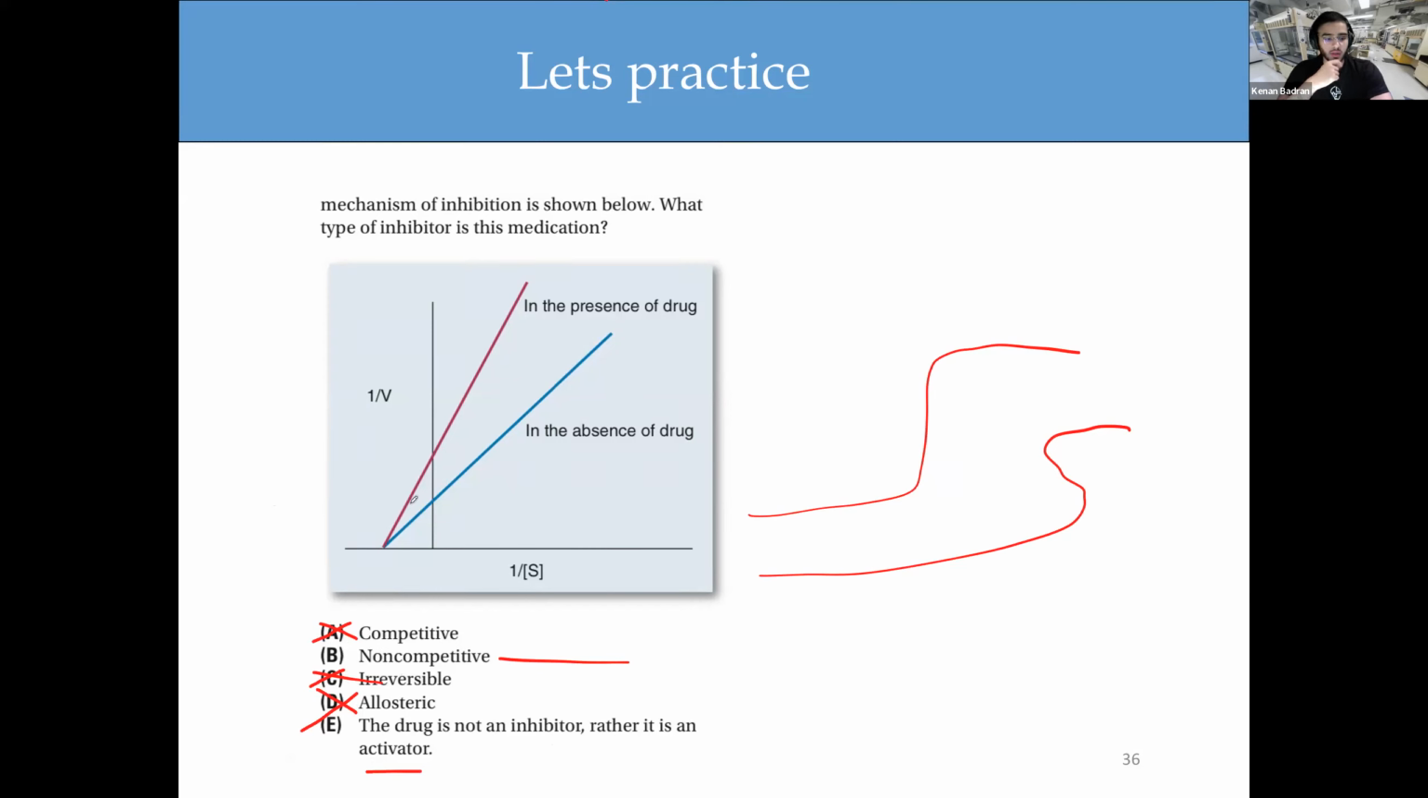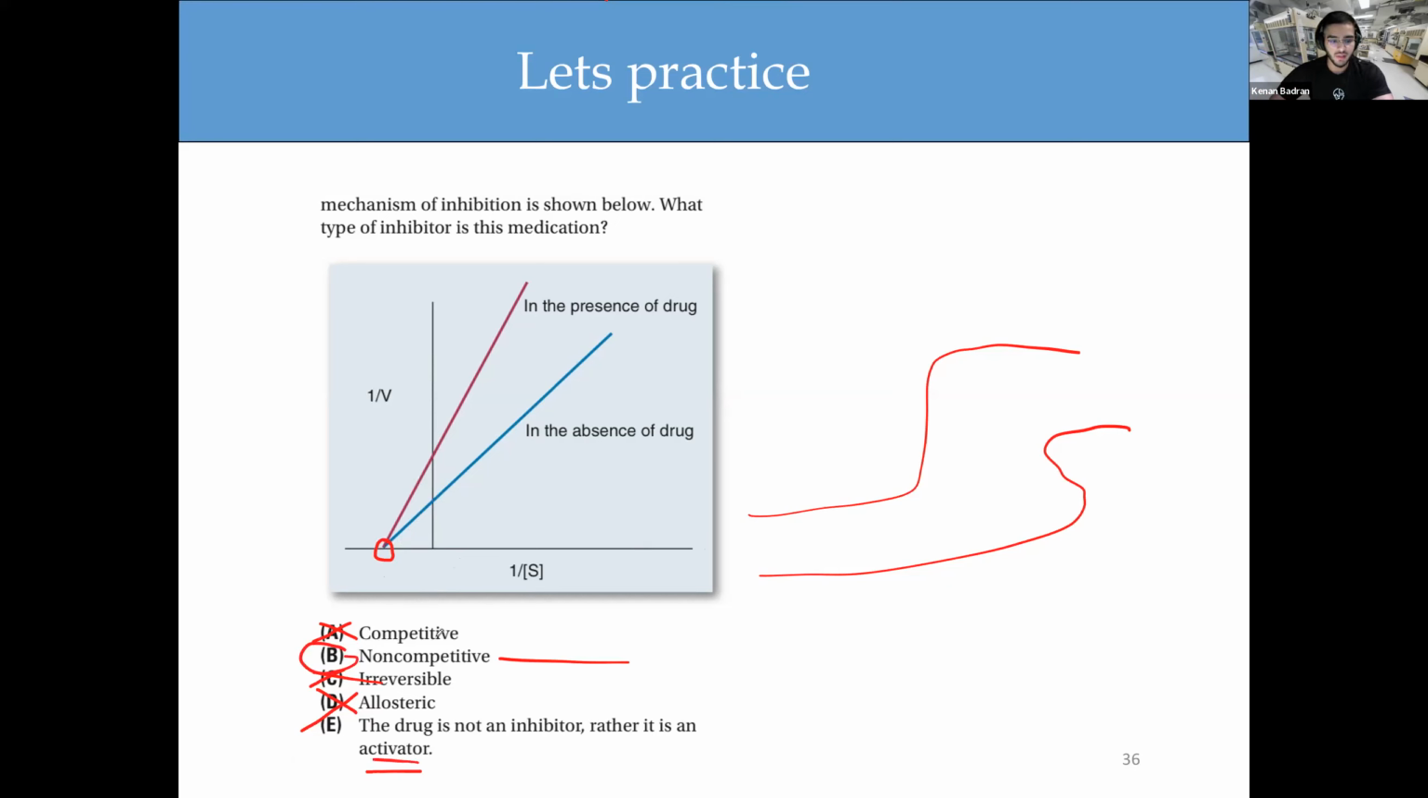Now, we said what happens in non-competitive? The Vmax changes and Km will stay unchanged. So the Km stays, because you're not affecting the affinity to the substrate. You're affecting the activity of the enzyme itself. So right away, correct. It is B because the Vmax is what changes. In the presence of the drug, it is B. Correct.